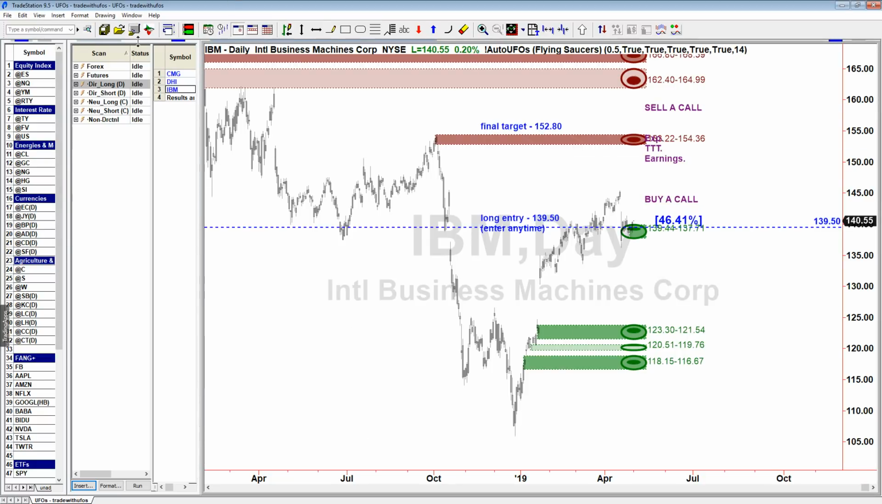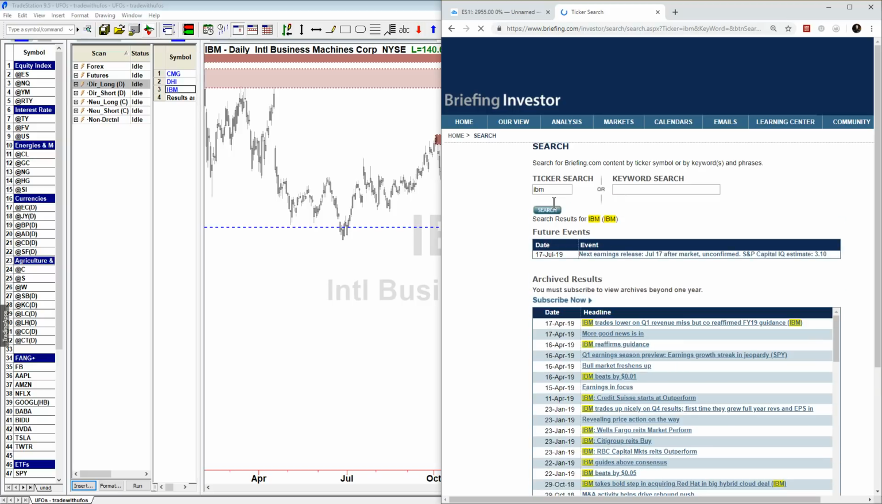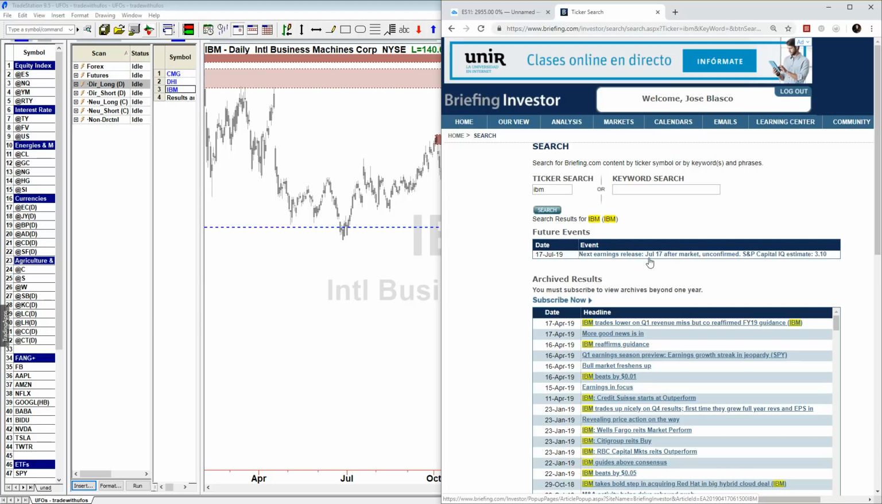So the market just opened, by the way. So I'm going to load my option chain. While I'm loading the option chain, I will get into briefing.com and type IBM to check on that earnings date, which is happening July 17, as you can see here. Okay, so July 17, keep this date in your mind.